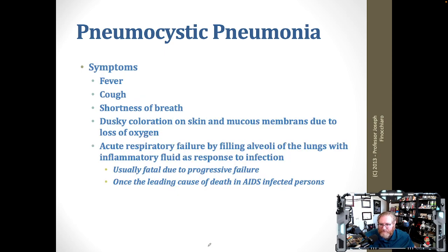What are some symptoms of this? Fever, cough, shortness of breath, dusky coloration on skin and mucous membranes due to loss of oxygen, and acute respiratory failure by filling the alveoli of the lungs with inflammatory fluid as a response to infection. And it's usually fatal due to the progressive failure of your organs, and it was once the leading cause of death in AIDS-infected persons.